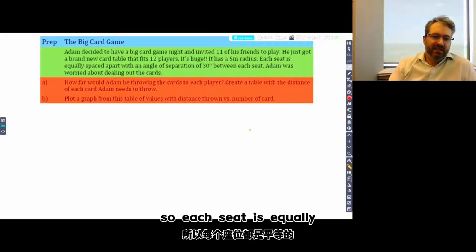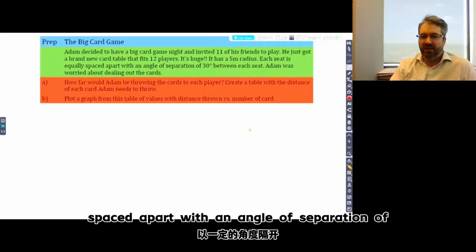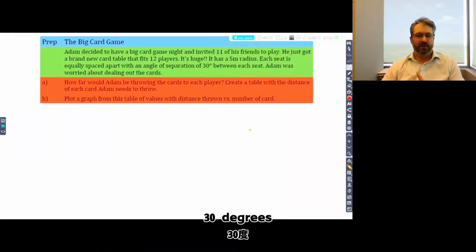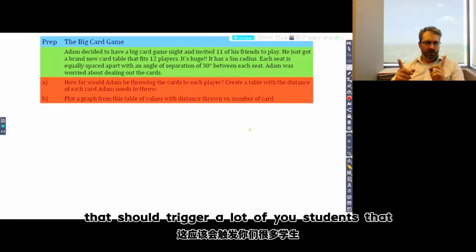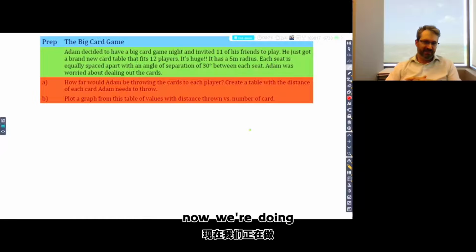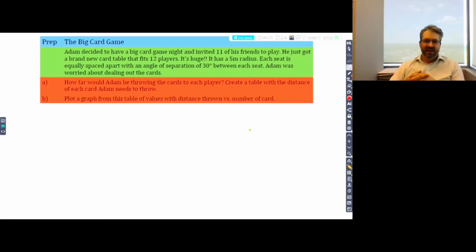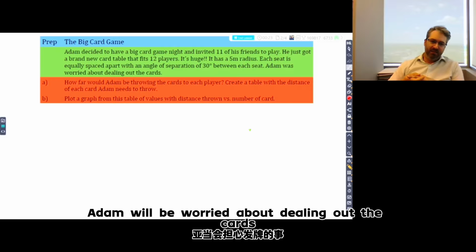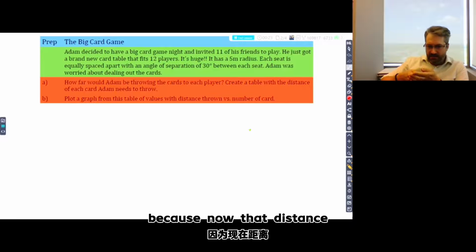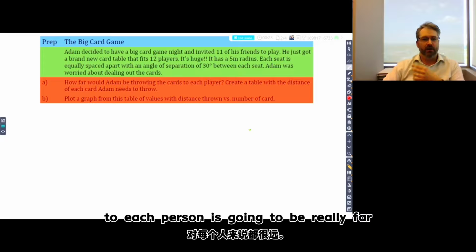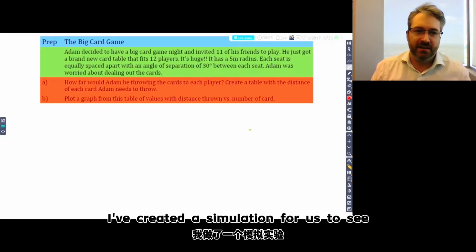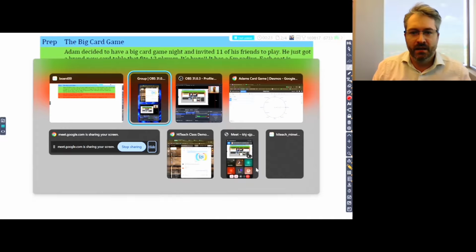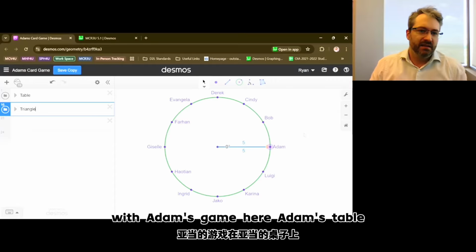Each seat is equally spaced apart with an angle of separation of 30 degrees. That should trigger a lot of you students that now we're doing some special angles. And then Adam will be worried about dealing out the cards because now the distance to each person is going to be really far. I've created a simulation for us to see with Adam's game, Adam's table.